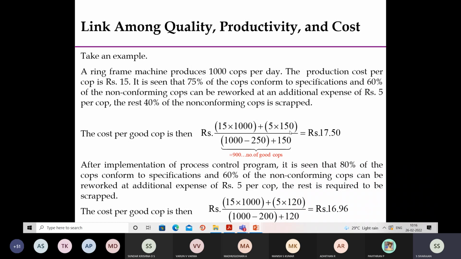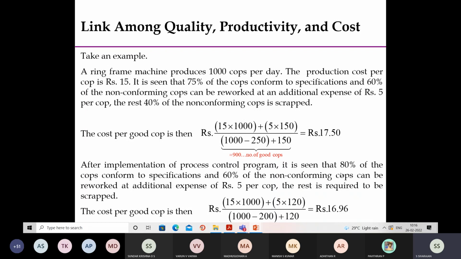Then out of 1000, 25% are defects, so 250. Out of the 250, 60% means 150, so 150 into 5 is the reworking cost. This is the denominator. And then we will be able to sell 1000 minus 250 plus 150. Total is 1000, 250 is rejected, 150 reworked, so totally 750 plus 150, 900 we are selling. So totally it comes to 17 rupees 50 paise. Now after process control, after statistical quality control, we identify what are the process steps.